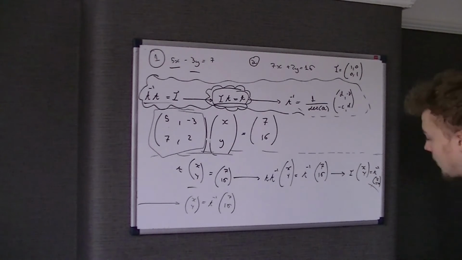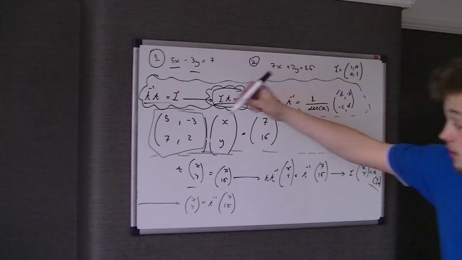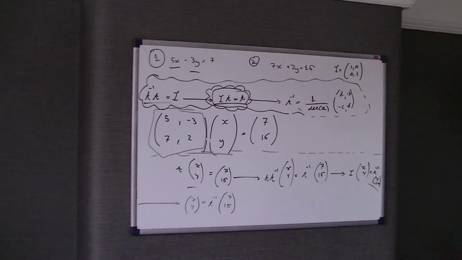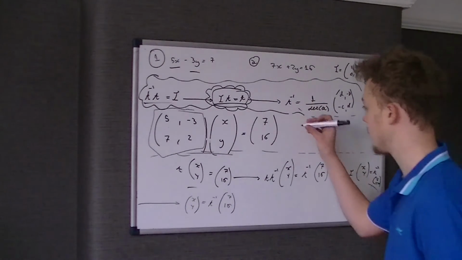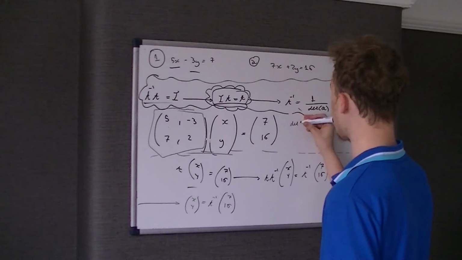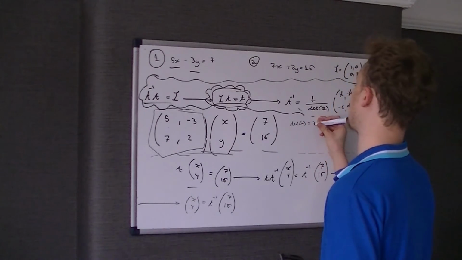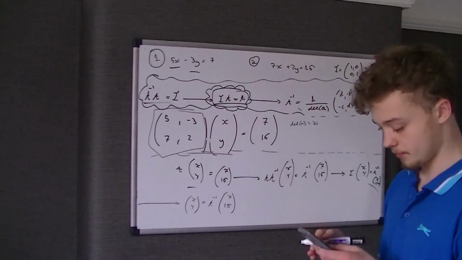Stop doubting myself. Anyway, the determinant of A is 5 times 2, take away 7 times minus 3. Okay? So if you do 5 times 2, take away minus 7 times minus 3, you'll get 10 plus 21, which is 31. So the determinant of A is equal to 31.